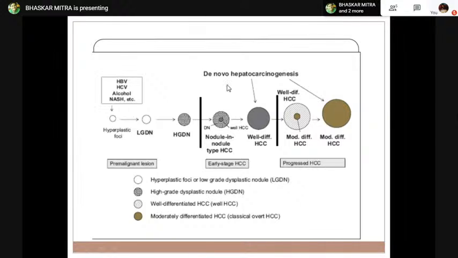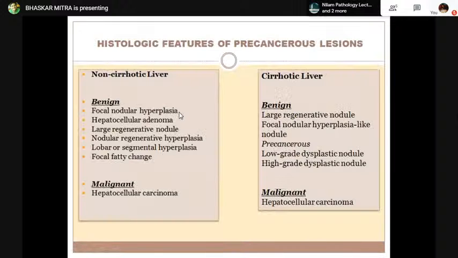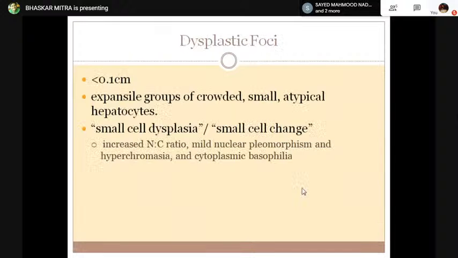So that can be one of the alternative entities. In that part, this pre-neoplastic condition we may not be seeing. So these are the two backgrounds, cirrhotic and non-cirrhotic backgrounds, and the series of things. These are the benign to malignants. In a non-cirrhotic background, usually these precancerous conditions are not seen. And in the cirrhotic background, we see the whole spectrum, benign, precancerous, and the malignant one.